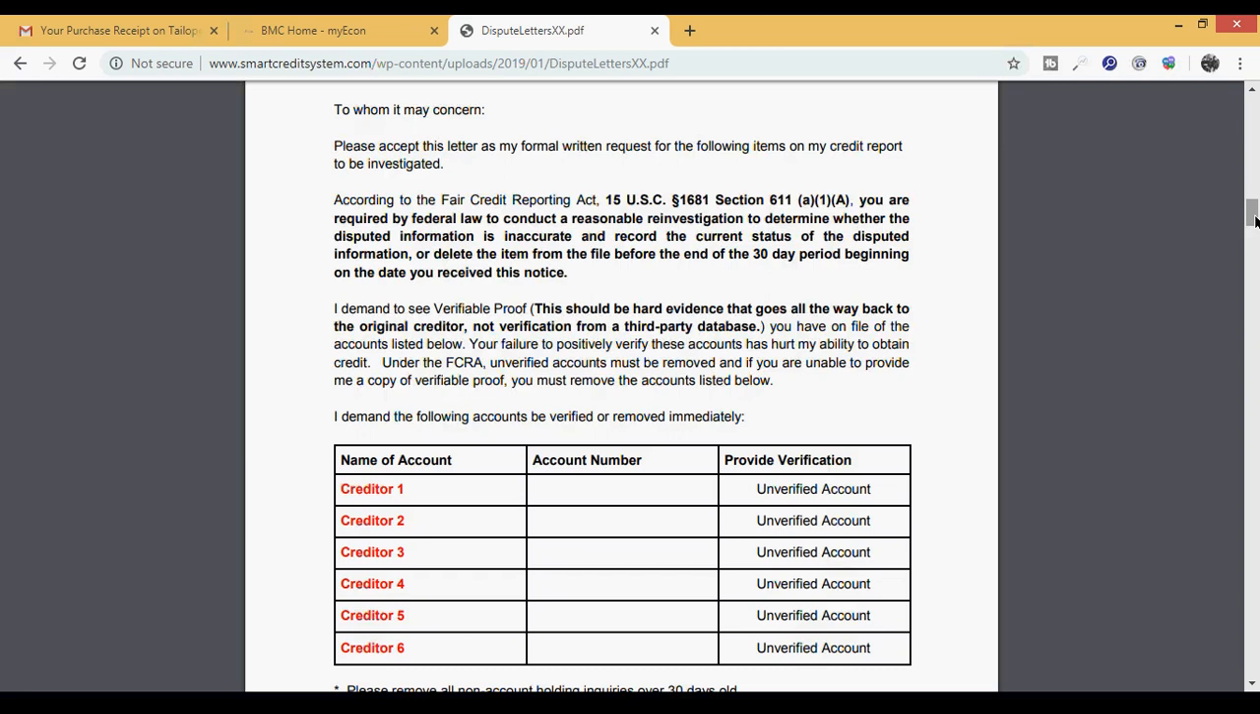So set a little reminder so that you can keep track of when they respond, if they respond, or if they do not respond, okay? I love it. I love it.